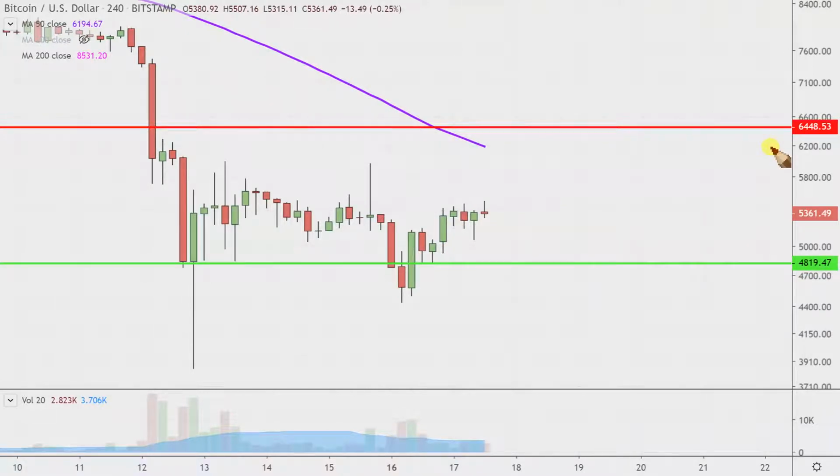Now, of course, it'd be much better if the price was up above 7,000. But as far as the current consolidation, this action right here, is concerned, as long as you're answering that the price is above that level, then that's a good step in the right direction.